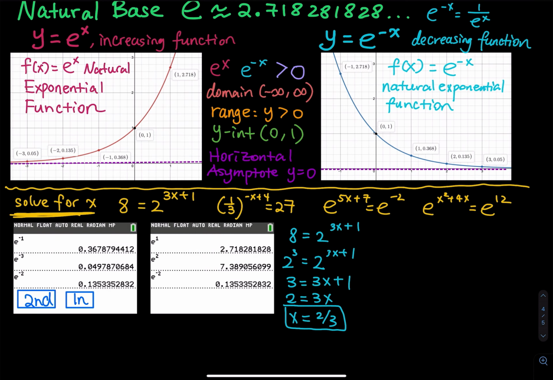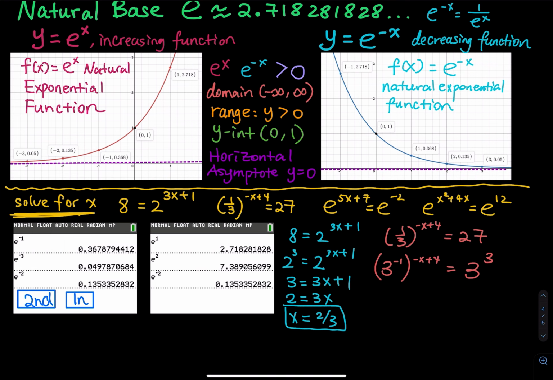And then the next one, you have 1/3 raised to the negative x plus 4 equals 27. So 27 in base 3, what is that equal to? That is 3 raised to the third power, right? And then that 1/3, you can write as 3 to the -1 power, and then you raise the whole thing to the negative x plus 4.